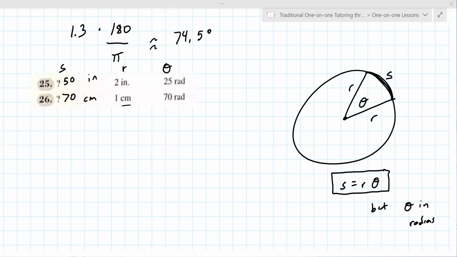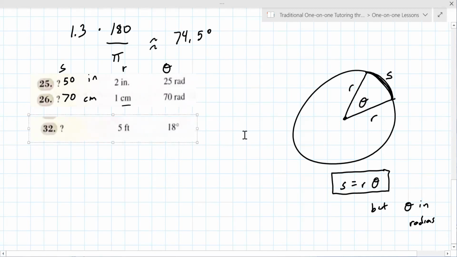Okay. So 32 we'll do next. We're just doing these in a certain order here for now. So this one is different. They give you it in degrees, which is no good because you need it to be in radians. So you have to convert that 18 degrees. You multiply by pi over 180. And see how 18 goes into 180 really nicely.